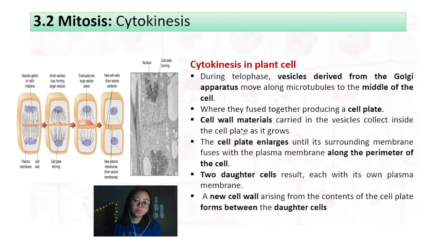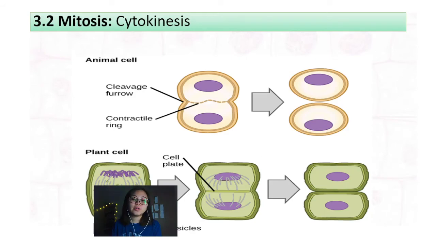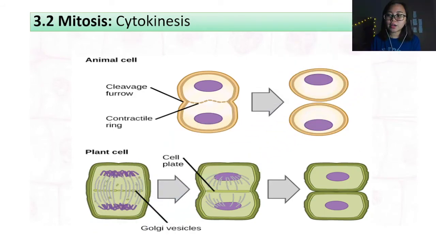A new cell wall arising from the contents of the cell plate forms between the daughter cells. So dari cell plate itu, dia ada bahan-bahan untuk membuat cell wall kan? Jadi dia akan gabung dengan dinding sel. Dia bentuk dinding sel baharu. Okay, so this is just a very quick diagram to show you how cytokinesis occurs in animal cells and how cytokinesis occurs in plant cell.